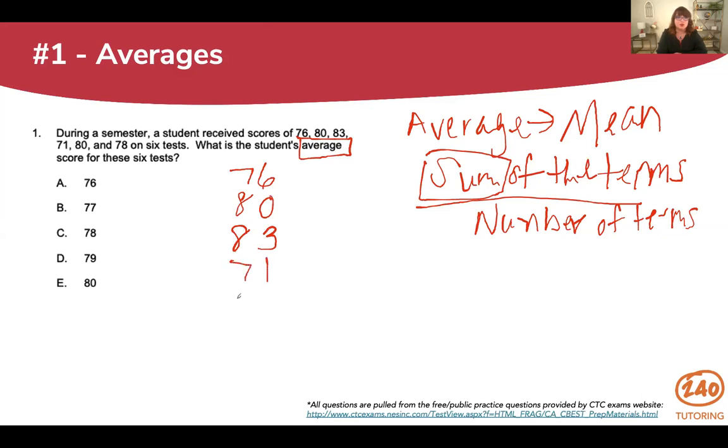Technology just doesn't always cooperate as fast as we'd like it to. 71, 80, and 78. I just pulled them right out of that list just as they were listed, and we're going to add those up.